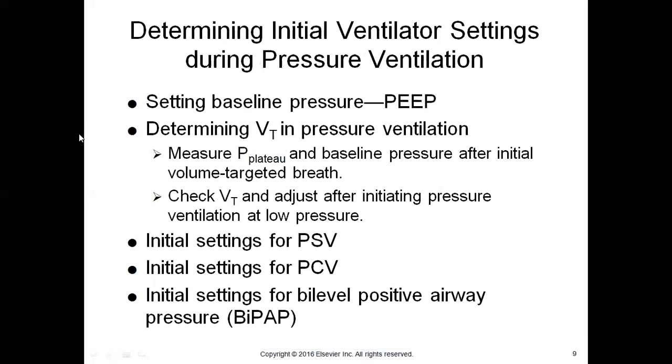So these initial ventilator settings, we're going to set a baseline pressure, which is our PEEP. Most centers are anywhere from 3 to 6. In my ICU, we start at 5 or 6 based on their oxygen need, and titrate up from there as needed.